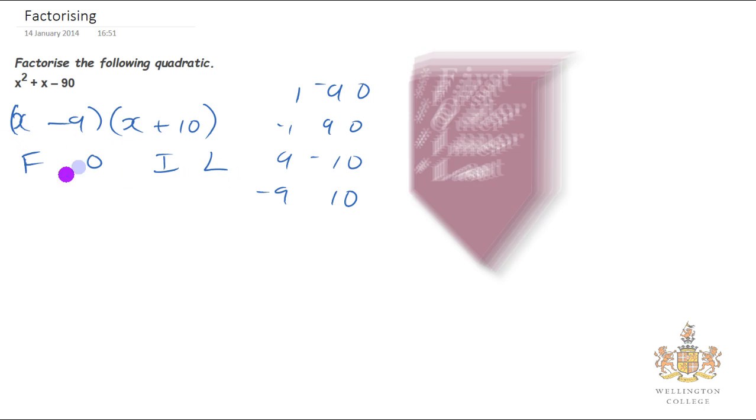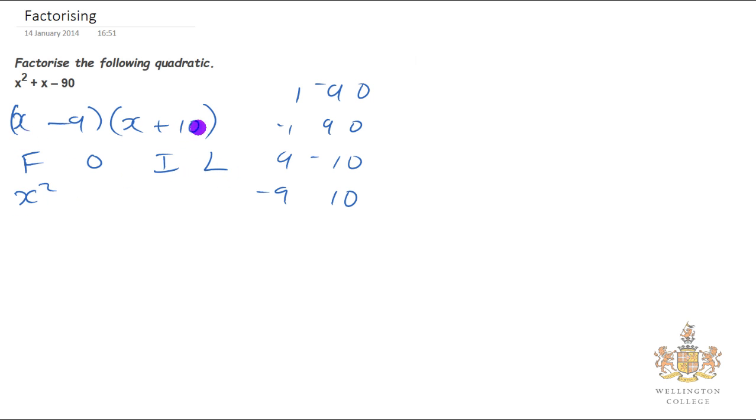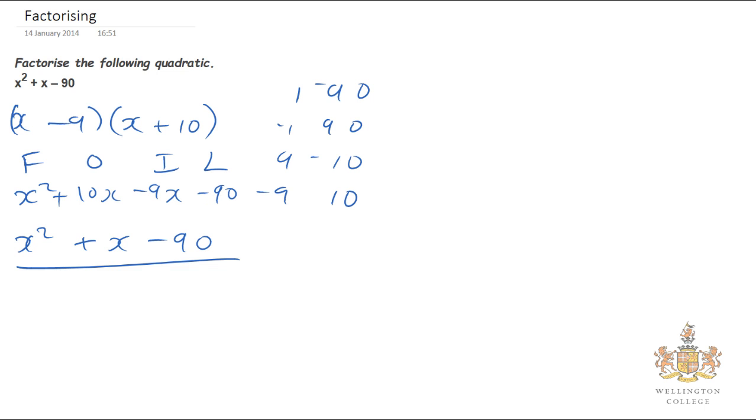The first two things multiplied together give you x squared. The outer two things give us 10x. The inner two things give us minus 9x. And the last two things give us minus 90. Let's just add those up. The 10x and the minus 9x give us just 1x. And the minus 90 on the end just stays as it is. And we can see that this equals this. So that is our answer. So that is the right expression, and therefore our correct answer is this.